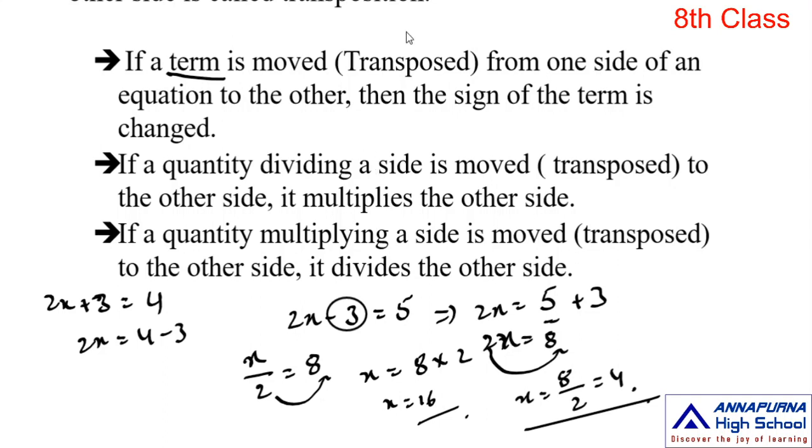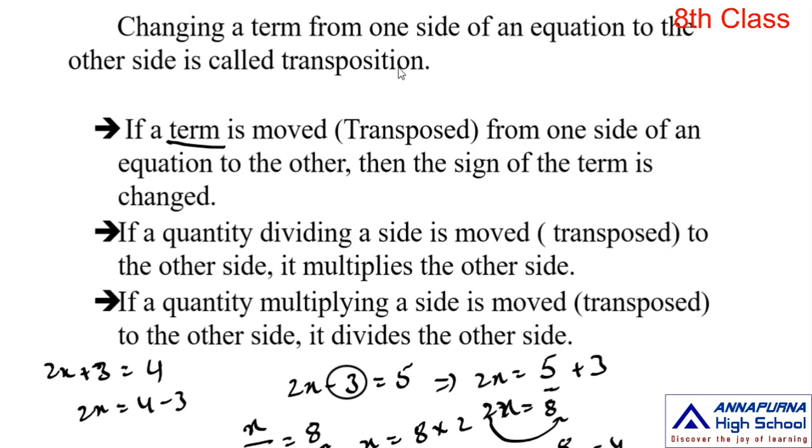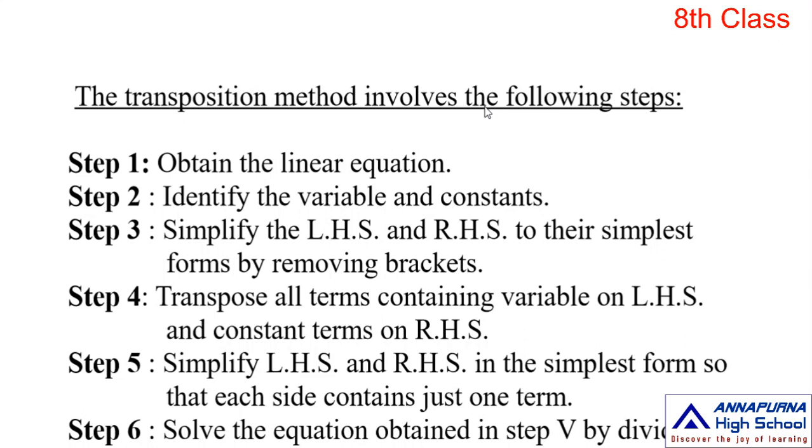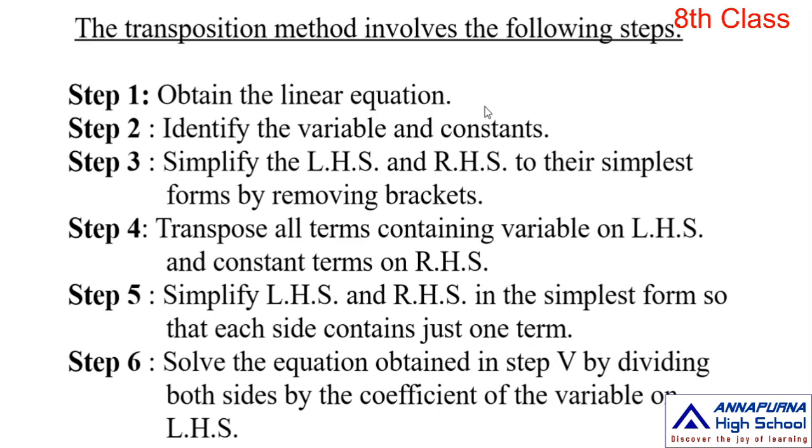So these 3 points are very important when you transpose one term to another term to find the solution of an equation. Now let us see what are the steps involved in transposition method to solve a linear equation in one variable. See, step 1, obtain the linear equation. Means we take the linear equation. For example, x plus 5 is equal to 2x minus 6.